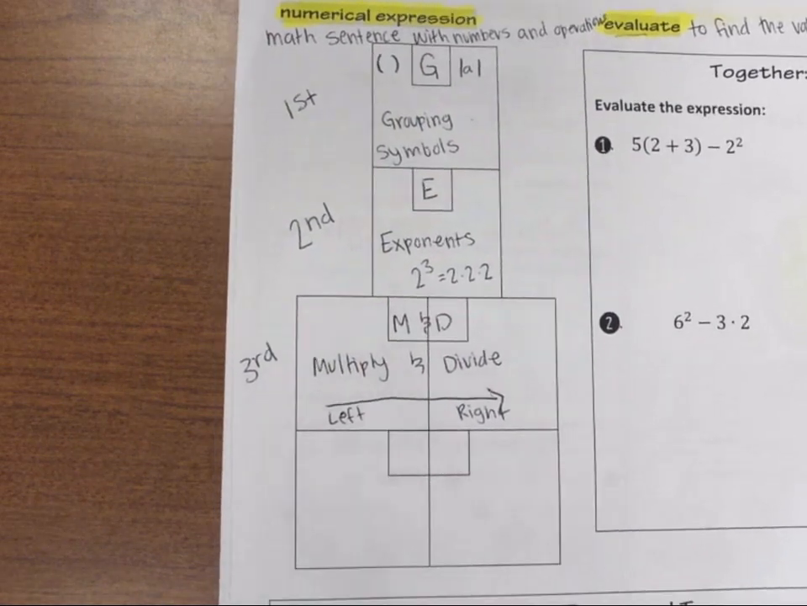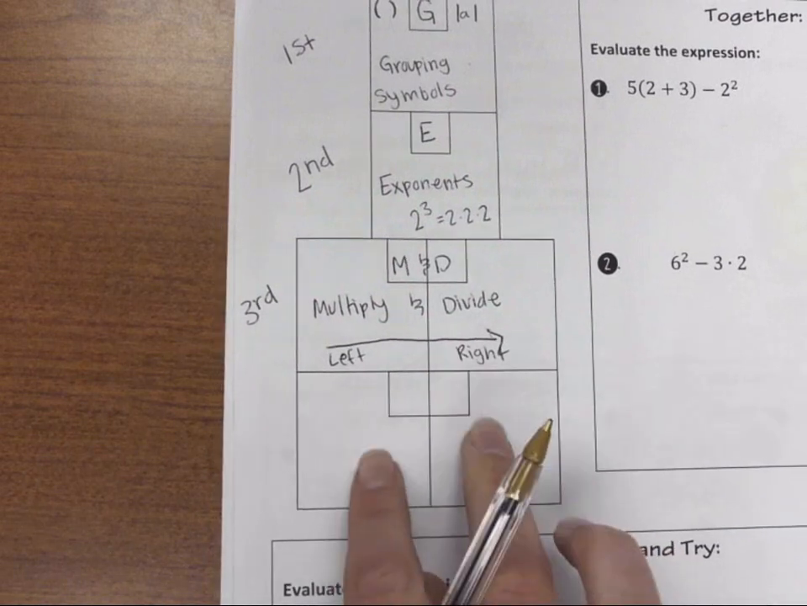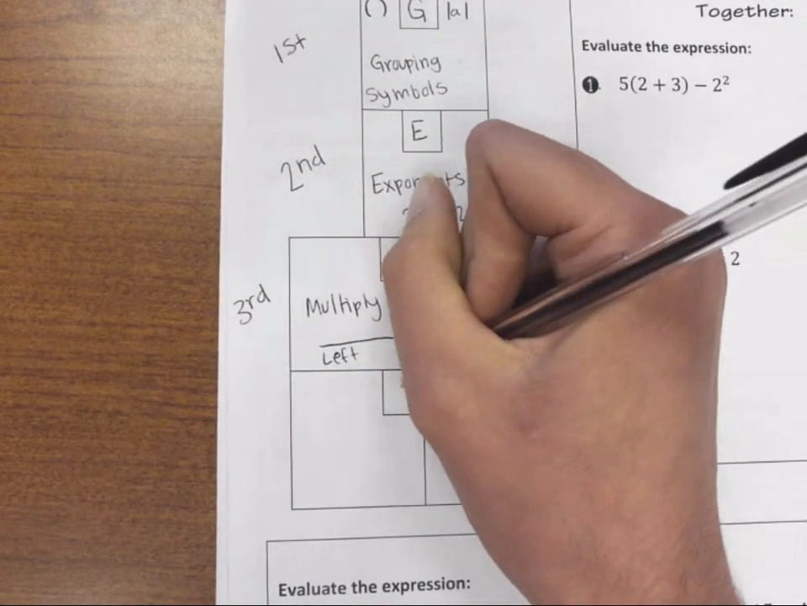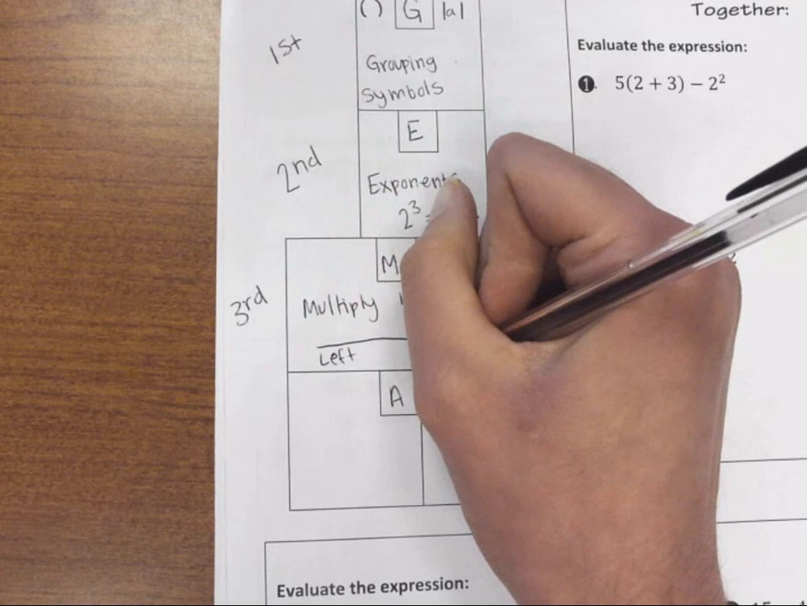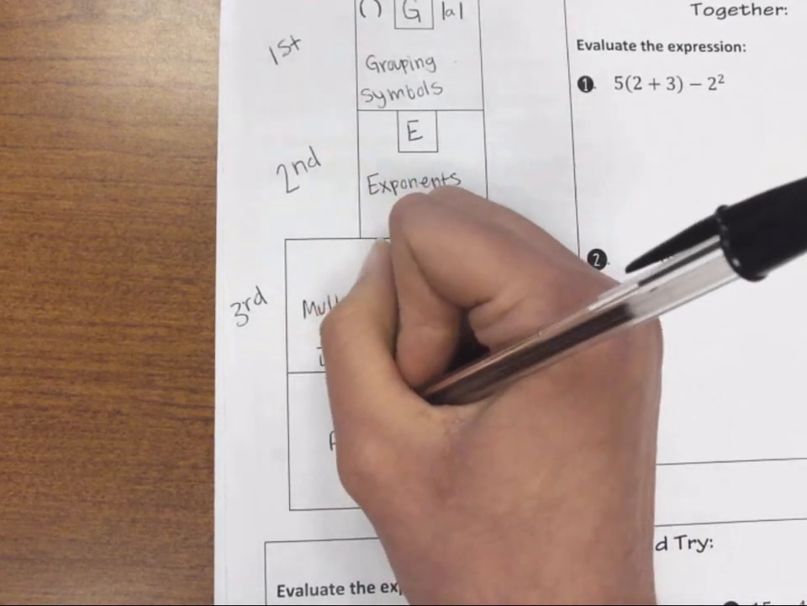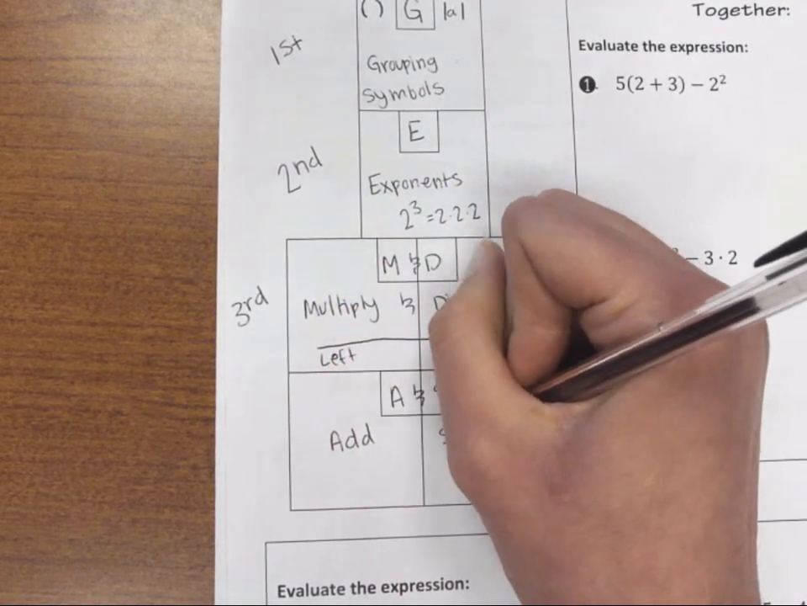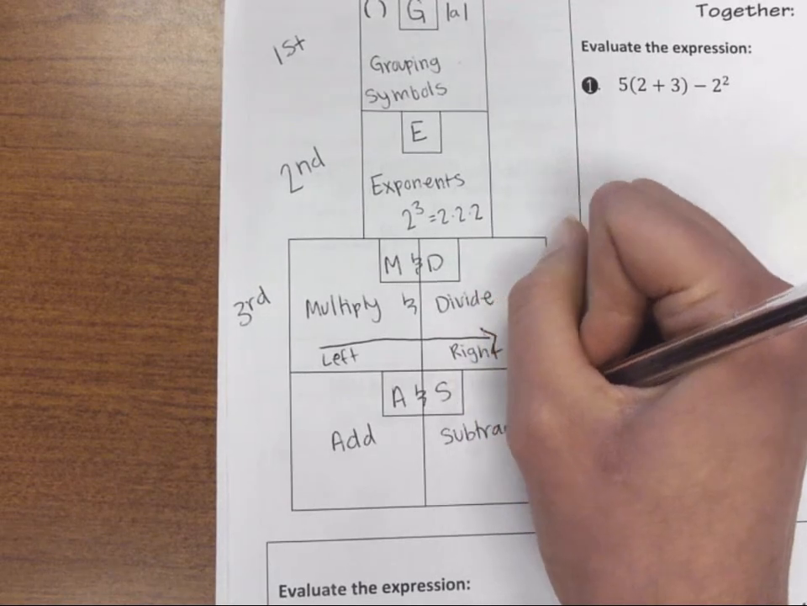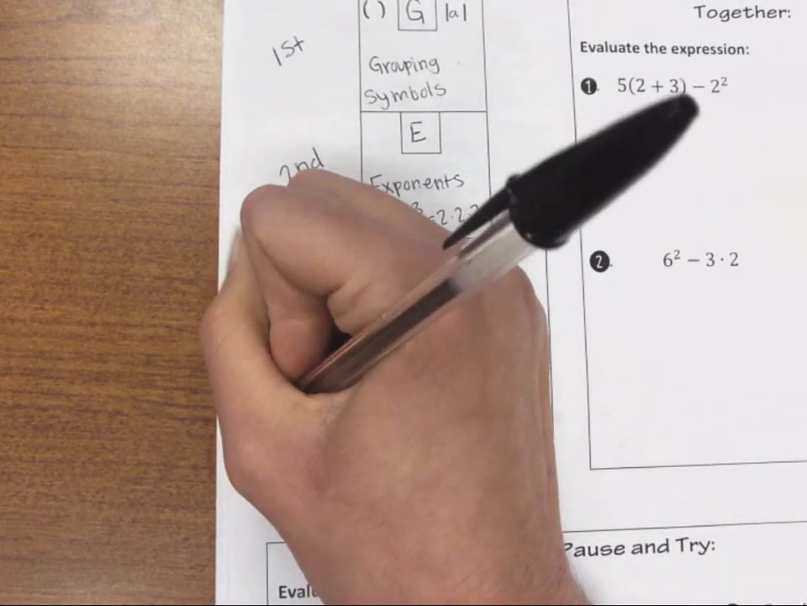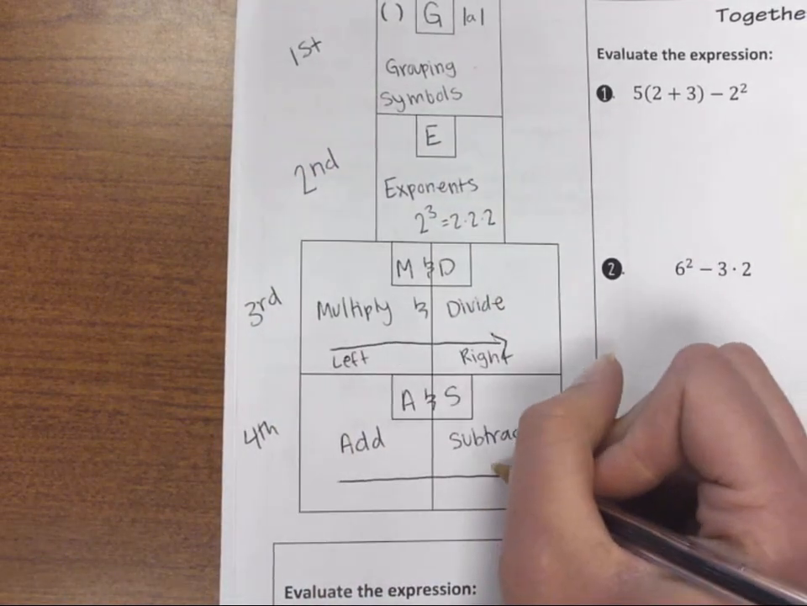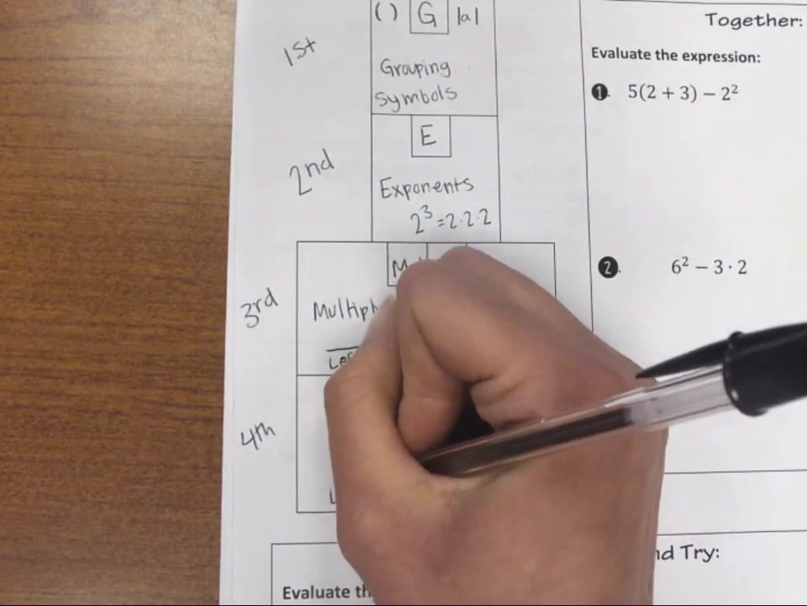Okay, my fourth and final step, again, is one that I do 2 things at once, and that's my A and S, that's add and subtract. So go ahead right here, write add and write subtract. That's my fourth step. Again, I'm working from left to right, and we'll see what that means in just a minute.